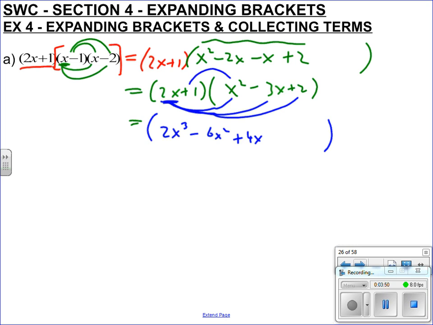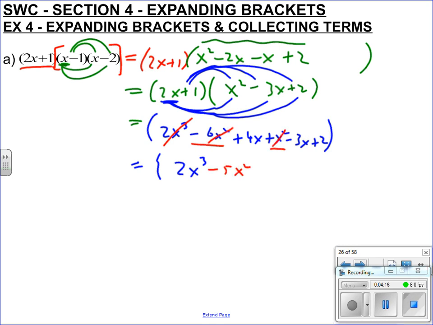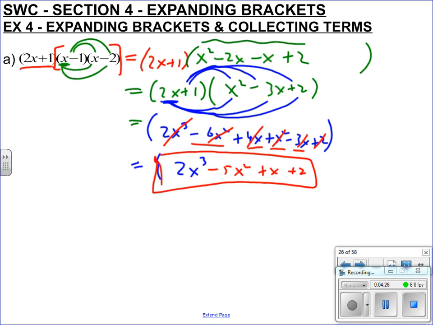Move on to the next number. So plus 1 times x squared is x squared. Plus 1 times minus 3x is minus 3x, and plus 1 times plus 2 is plus 2. We've got our big fish fin this time. Let's call it the whale fin, and then we can collect terms. So 2x cubed, you can cross them off if you like. Now where are all the x squareds? There's that and there's that. So that's minus 5x squared. Minus 6x and minus 3x makes minus 9x... sorry, 4x minus 3x is plus x, and the plus 2 is all there. So we box our final answer, and we're done.